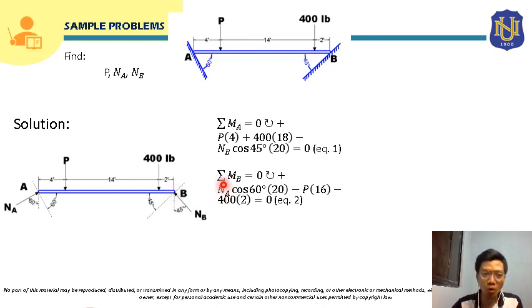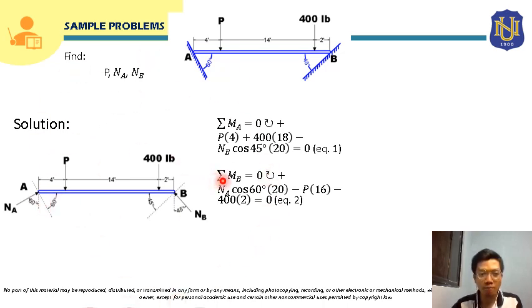For NA, only the vertical component of NA will have a moment about point B, since its horizontal component will pass through point B. The vertical component of NA will be NA cosine 60 degrees, since our angle is here, so the side that we need is this adjacent side. Its moment arm about point B will be 4 plus 14 plus 2, so that will be 20. Its rotation about point B will be clockwise, so it will be positive.